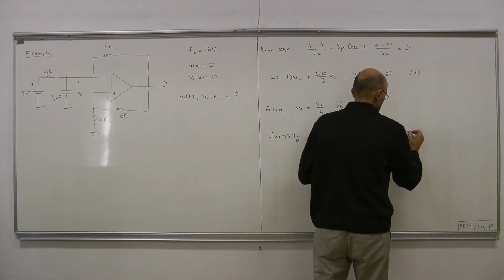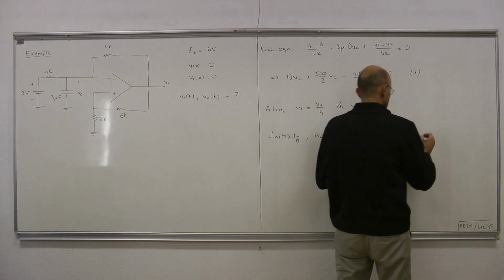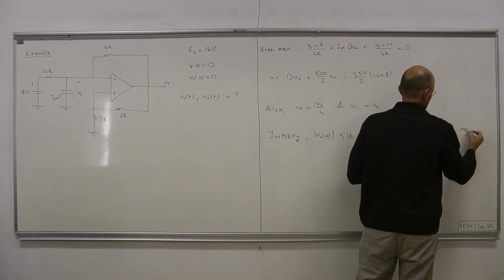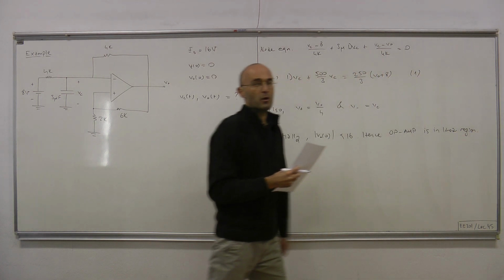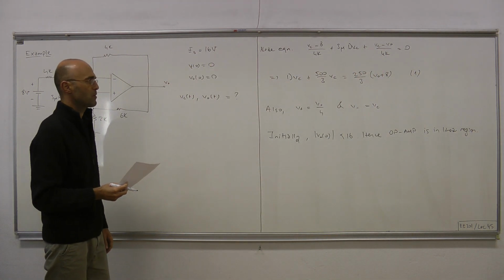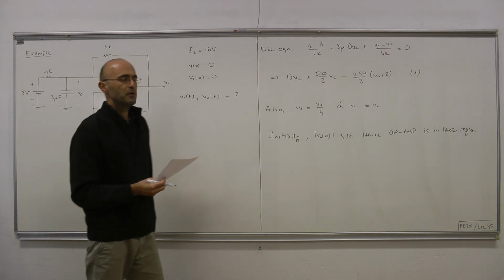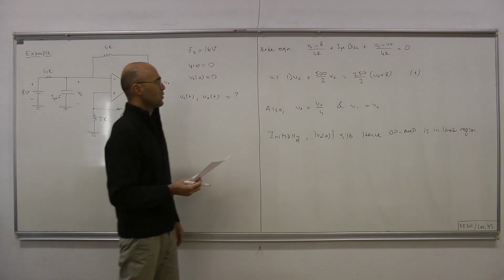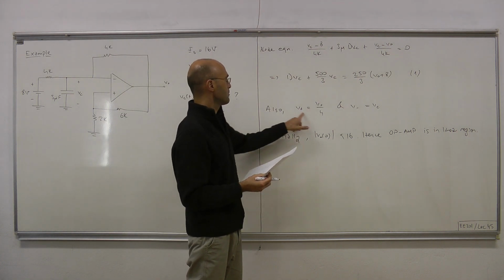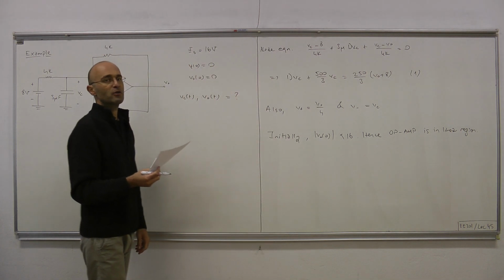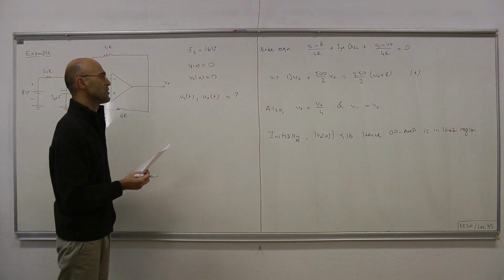Hence the operational amplifier is in linear region. That's where we start. There's no guarantee that we will remain in linear region for all times, but initially we are in linear region. So in linear region, V plus equals V minus, provided that the magnitude of the output remains less than 16.